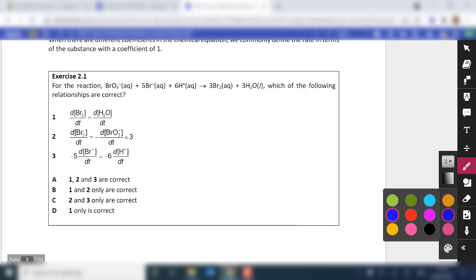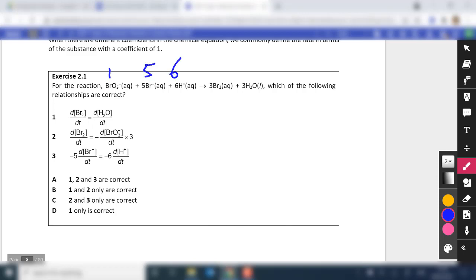So for exercise 2.1, you are given this particular reaction which involves BrO3- and Br-, where the ratio is 1 BrO3- to 5 Br-, and H+ is 6 equivalents. You produce 3 equivalents of bromine and 3 equivalents of water here. So the question is, which of the following relationships are correct? Option 1 is written as the rate of production of bromine is the same as the rate of production of water. Is this true?